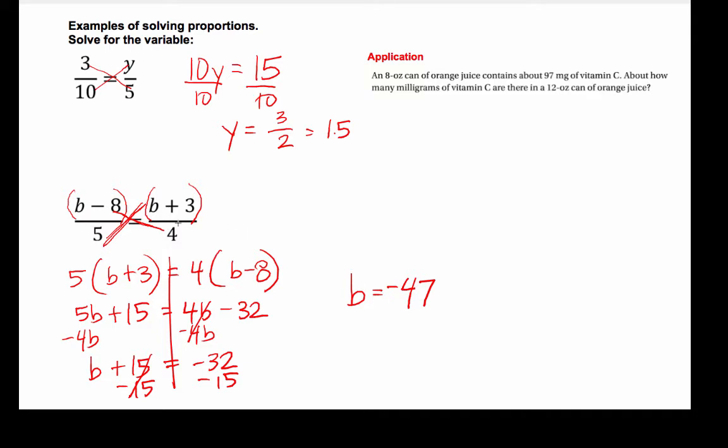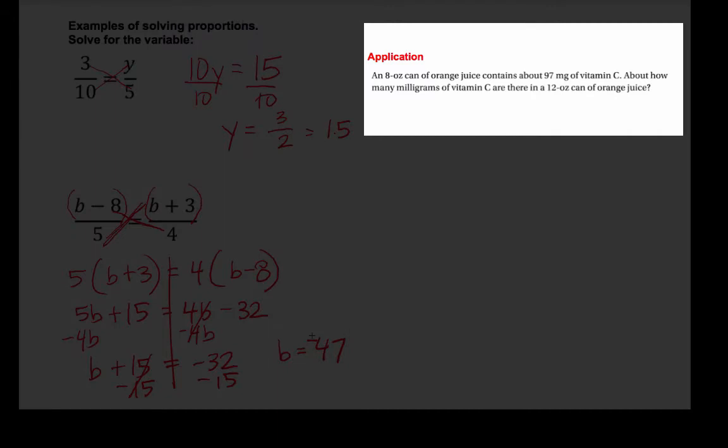So we can check. Negative 47 minus 8 over 5 should equal negative 47 plus 3 over 4. Negative 47 minus 8 is negative 55 over 5. Negative 47 plus 3 is negative 44 over 4. These both reduce down to negative 11. So that is our answer.